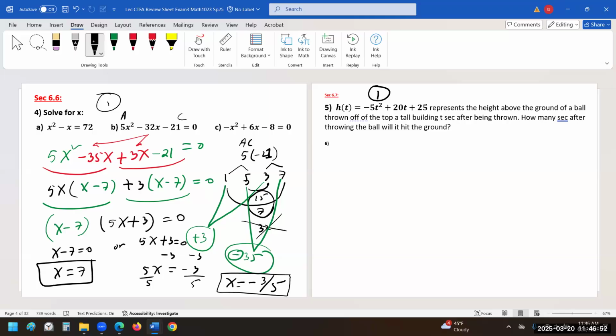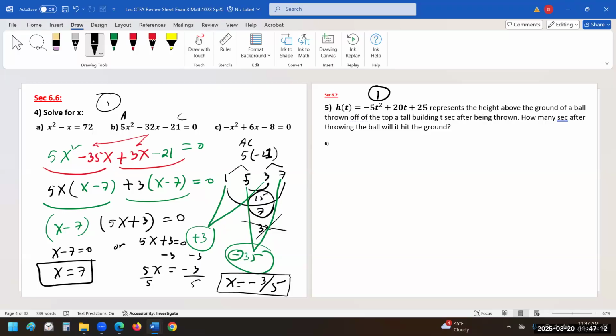In factoring, when you factor, you're done. But when the direction says solve for x, it means once you factor, you have to set each factor equal to 0 and then get the x alone. Question?